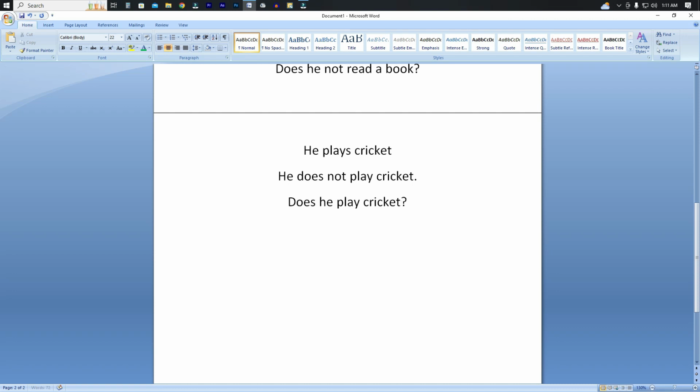And the other sentence is negative interrogative. So does here takes the short form of not, n't, and then the subject he, and then the verb play, and then the object cricket, and the question mark. So here, "Doesn't he play cricket?" So: He plays cricket. He does not play cricket. Does he play cricket? Doesn't he play cricket? So there are four types of sentences.